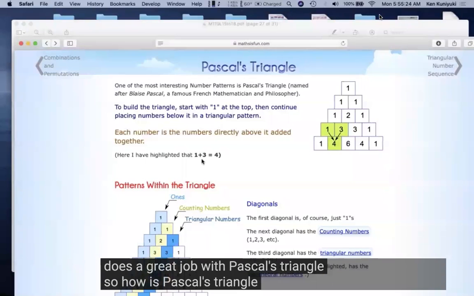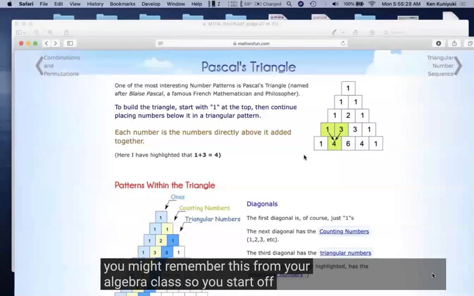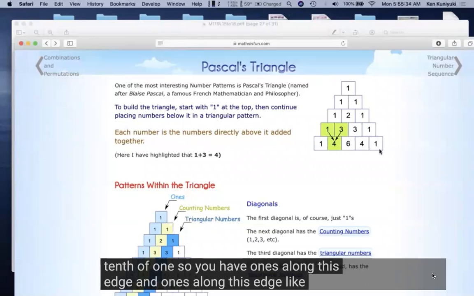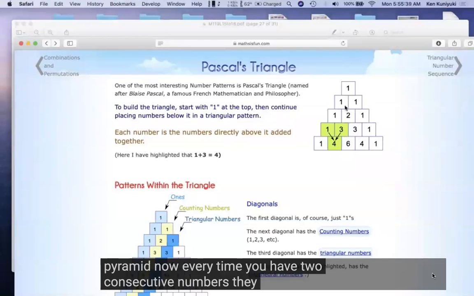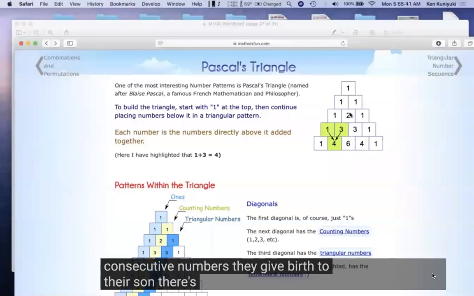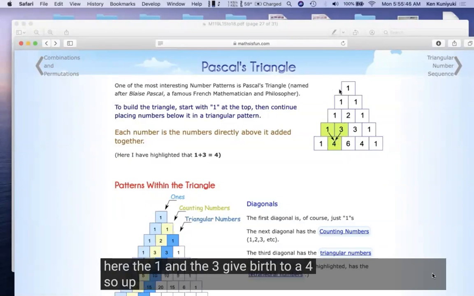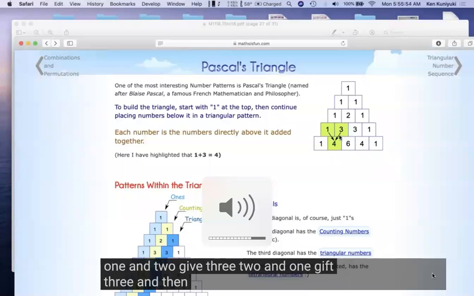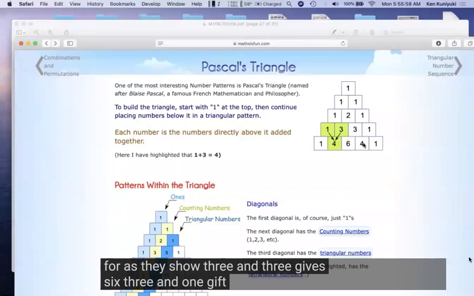So how is Pascal's triangle constructed? You might remember this from your algebra class. So you start off with a tent of ones. So you have ones along this edge and ones along this edge, like a pyramid. Now, every time you have two consecutive numbers, they give birth to their son, their sum. So for example, here, the 1 and the 3 give birth to a 4. So up here, 1 and 1 give 2. Over here, 1 and 2 give 3. 2 and 1 give 3. And then here, 1 and 3 give 4, as they show. 3 and 3 give 6. 3 and 1 give 4.